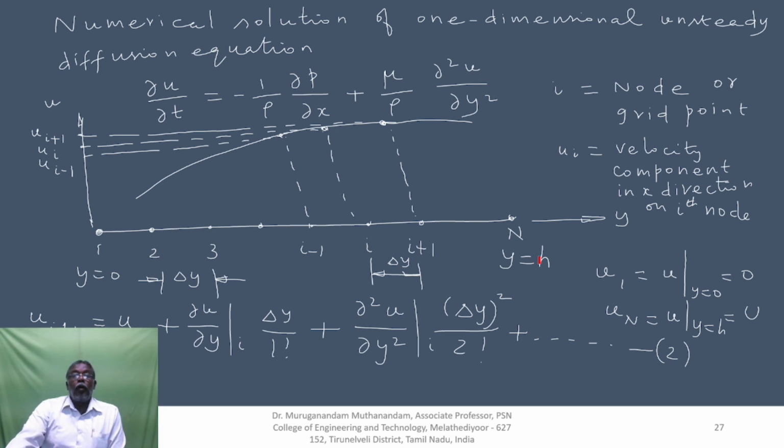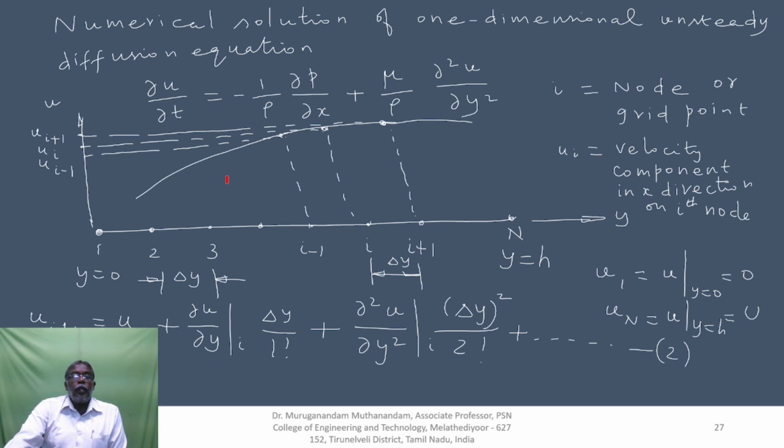We don't know how it varies. What I have shown there is a linear profile. Initially we assume it is a non-linear profile. Finally we will come to the conclusion that it is a linear profile. If the actual case is a linear profile, we will come to that conclusion, or if it is a non-linear profile, we will also come to that conclusion.